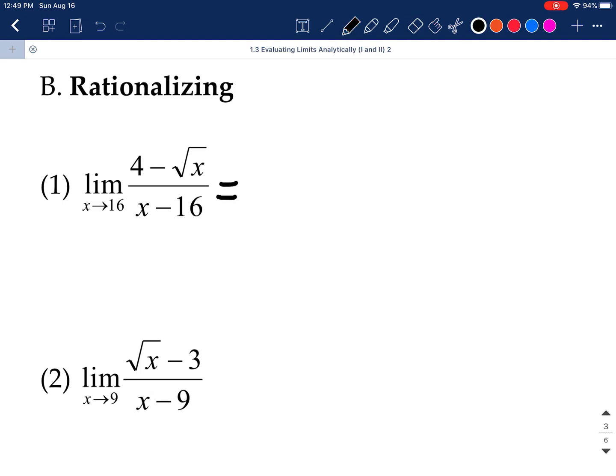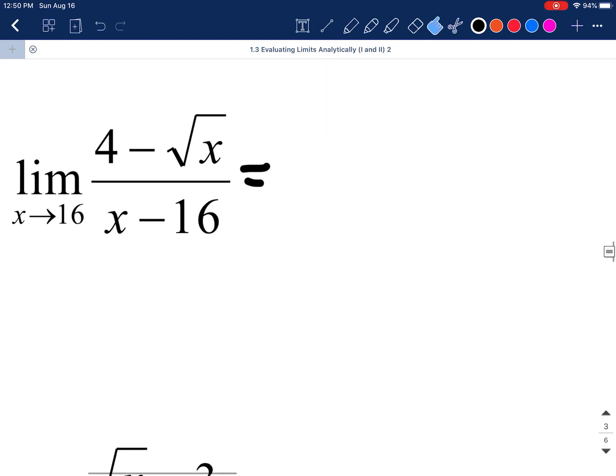And the way that you're typically going to know that you rationalize is by first doing what we always do with a limit, direct substitution. So plug in 16 for x, we'll get 4 minus 4 on the top, because the square root of 16 is 4, and then 16 minus 16 is 0. So again, indeterminate form means more work. So let's go ahead and do the first example here.